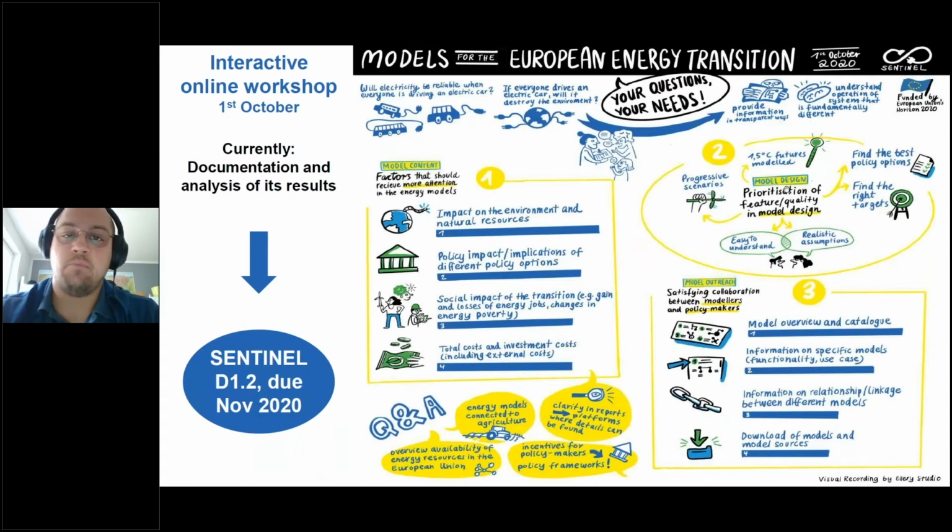So these results, but also other results, were input for our interactive online workshop that we had last week. I cannot really tell you much about the outcome of this workshop. Currently, we are collecting all outputs, documenting them, and trying to analyze them, as we had plenary and some breakout sessions focusing on the different model types that we have in Sentinel. But we are now going to write a deliverable that is due in November this year. So I hope we can provide you with more information soon. Next slide, please.